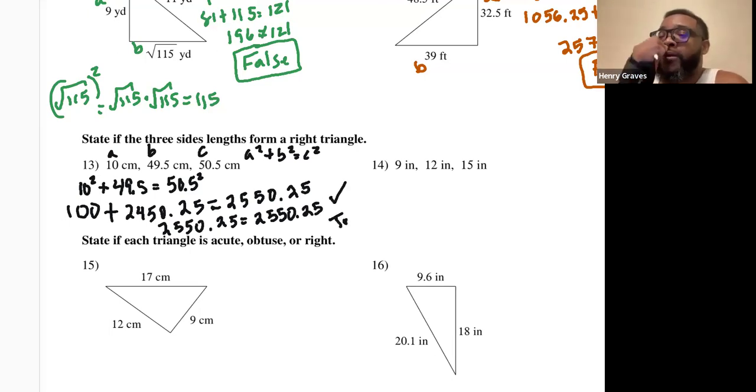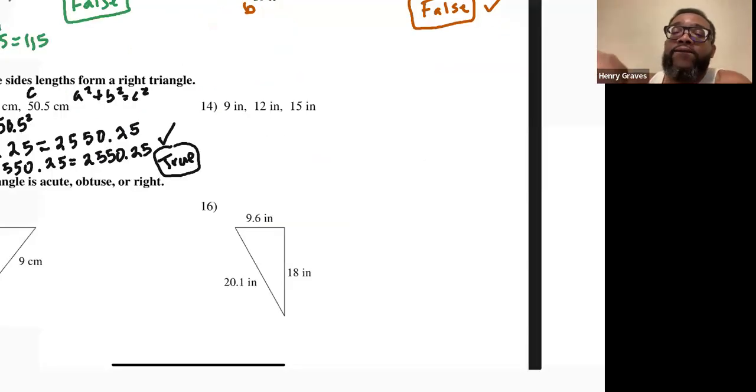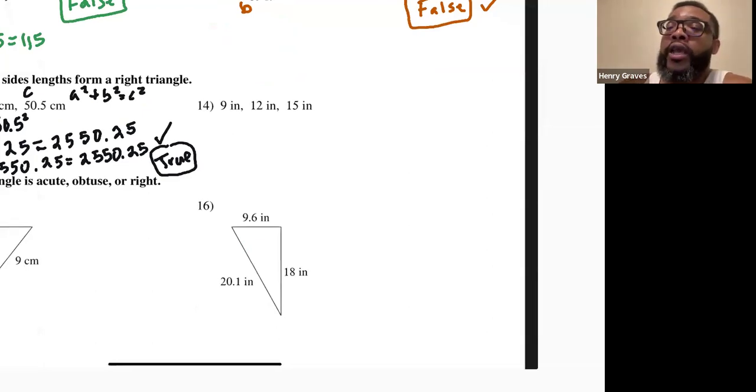All right, number 14. This is A, B, and C. A squared plus B squared equals C squared.